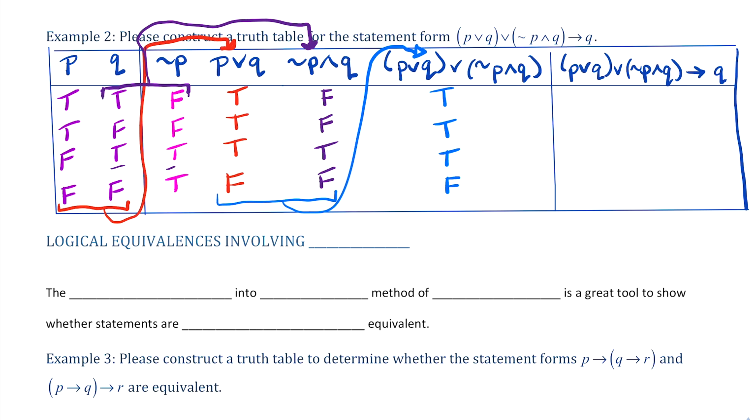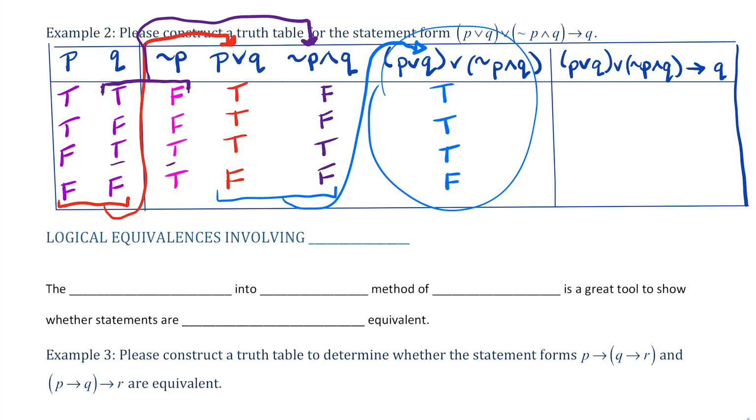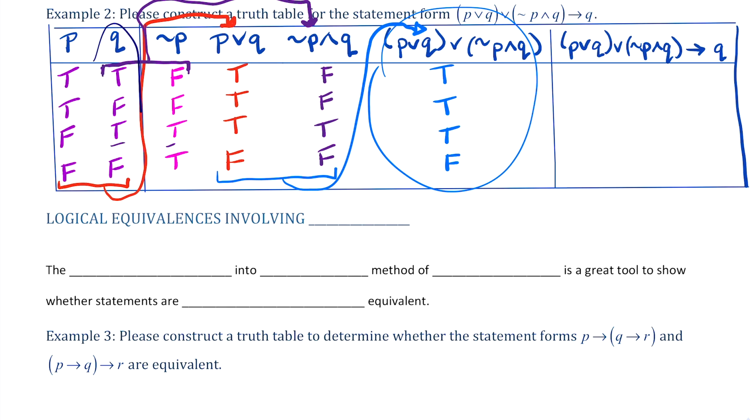Okay, so now we have to be careful. We have this conditional, and the hypothesis statement is in this column, right? These are the truth values for that one. And then we're looking over here at Q, and Q is our conclusion statement.